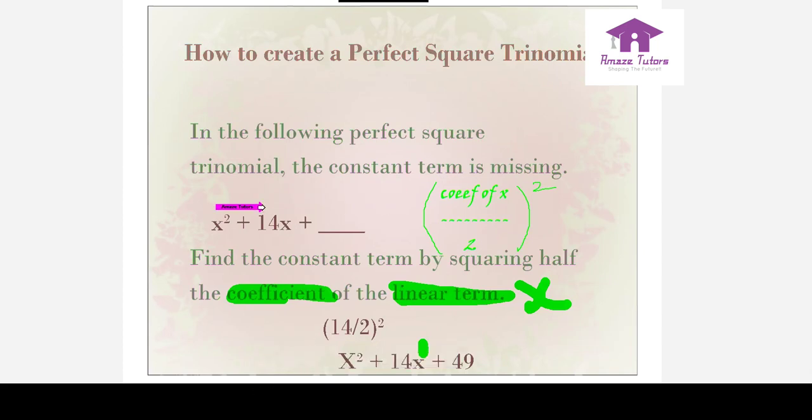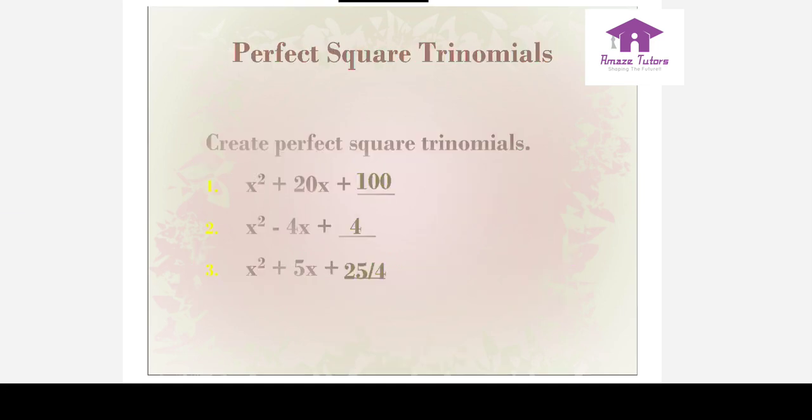Now in this question, the coefficient of x is 14. That is why 14 divided by 2 the whole squared. 14 divided by 2 the whole squared is 7 squared, which is 49. We added that as the constant term. So this is what we are going to do in the completing the square method.